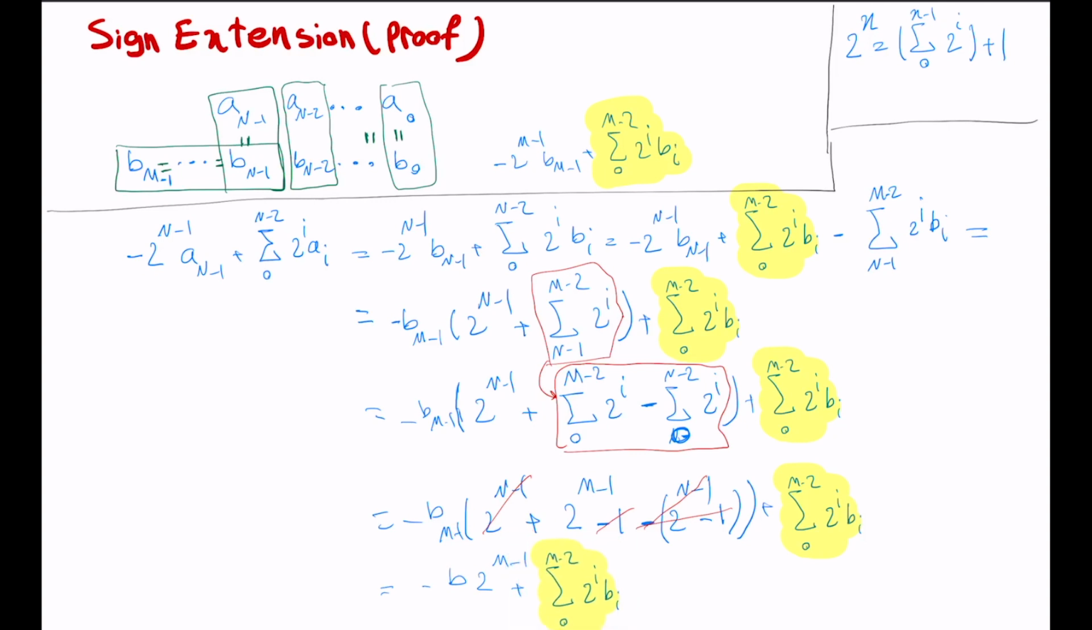So what you have at the end is minus b m minus 1 times 2 to the n minus 1 plus that yellow term, which I'm going to paste exactly again. And that completes the proof. That completes our discussion on sign extension, and in fact, on two's complement. In the next sessions, we will start to learn about hardware design for adders.